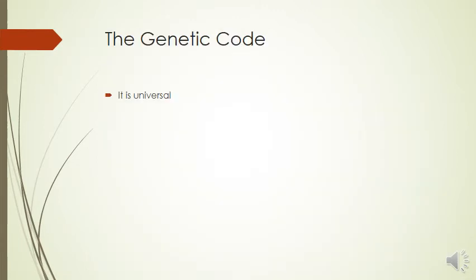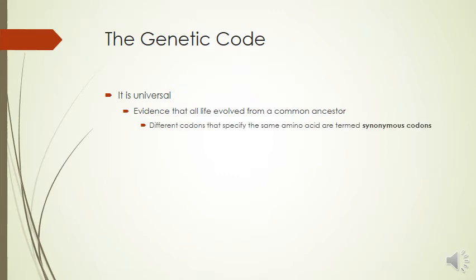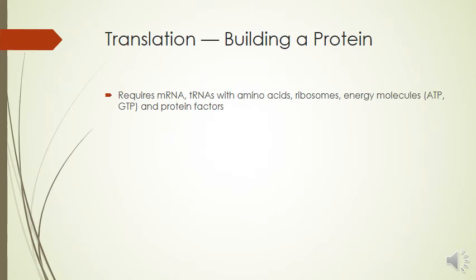The code is also universal. There's evidence that all life evolved from a common ancestor. Different codons that specify the same amino acids are termed synonymous codons, and non-synonymous codons encode different amino acids. Therefore, in translation, where you're building a protein, it requires messenger RNA, tRNAs with amino acids, ribosomes, energy molecules such as ATP and GTP, and protein factors.